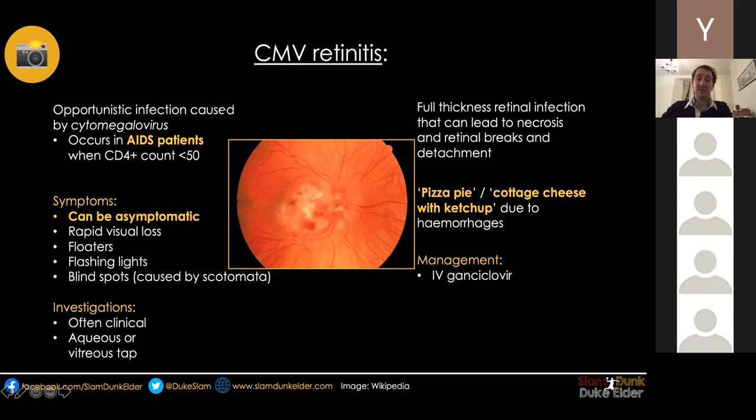This is described as pizza pie or cottage cheese with ketchup. I'm not sure about that myself, but this is apparently what the description looks like. This is just the hemorrhages in the retina. It's a clinical diagnosis, but you can do an aqueous or vitreous tap for diagnosis, and we treat with IV antivirals.